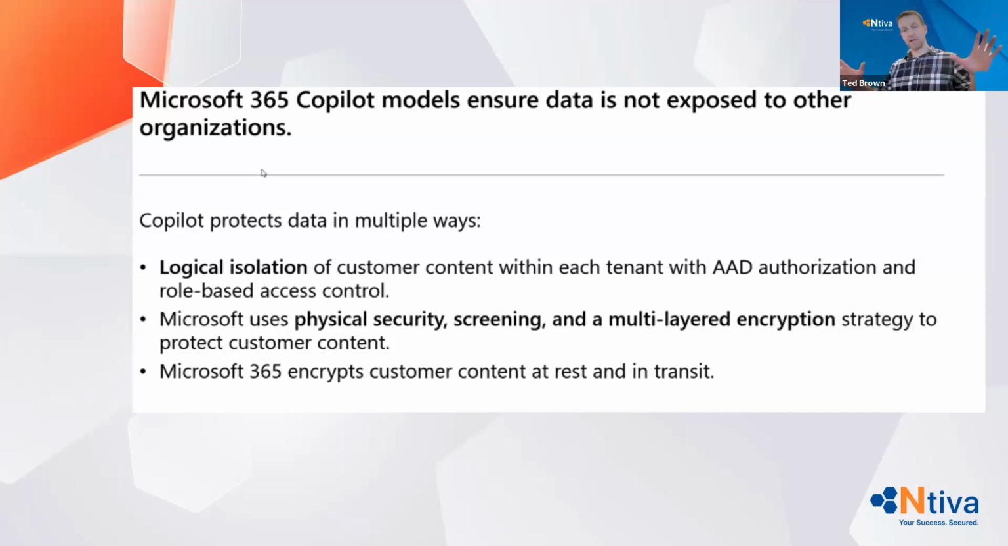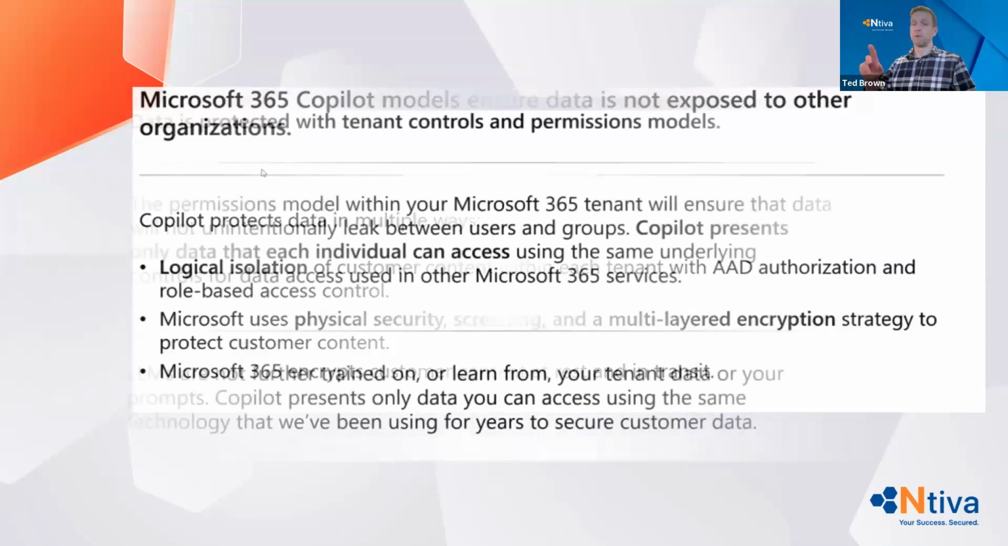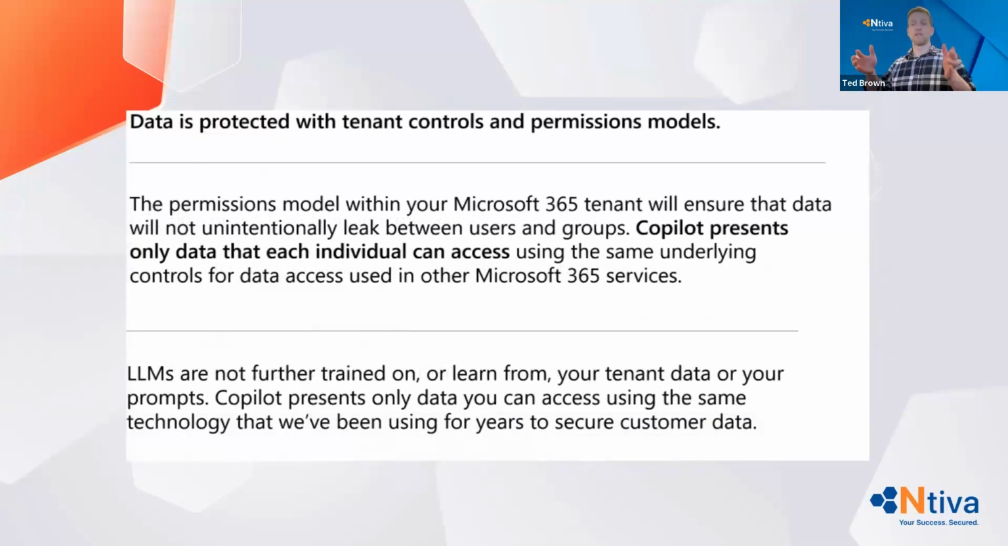So that makes sure that you're protected from other people in the Microsoft 365 world, but it also gets into further what you're protected from within the tenant itself. The data is protected with tenant controls and permission models that we have set up, or you, the client, have set up. So if a person does not have permission to access a file on SharePoint, they won't have the ability to see it when they're trying to search for it within the Microsoft Copilot world. It will not bring it up. The minute it's shared with them again, they will have access to see it.